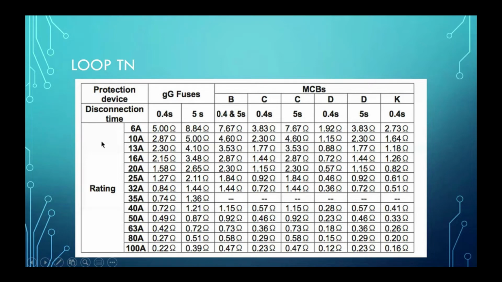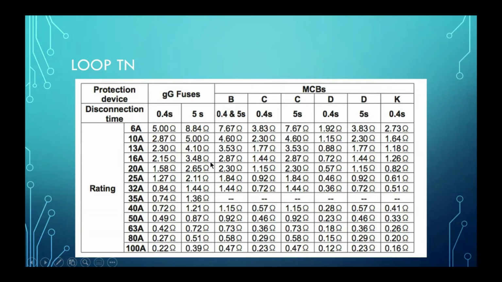Then the rating current of the protective device. Every protective device has a rating current, from 6 amp to 100 amp. Here is the impedance. This is the impedance, the ZS value. So it's a maximum ZS value.